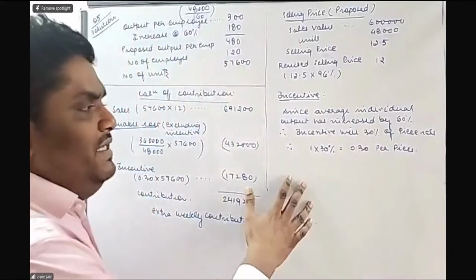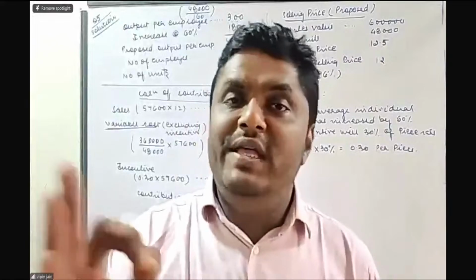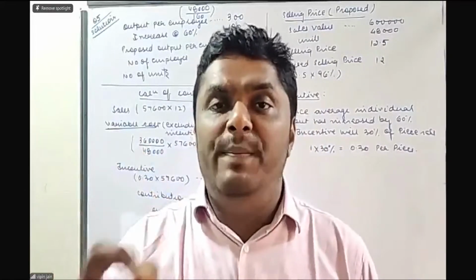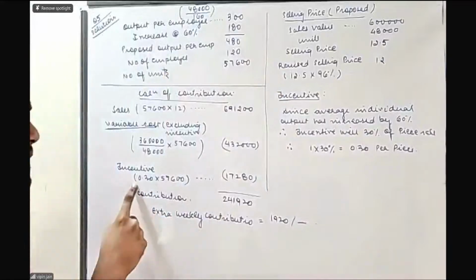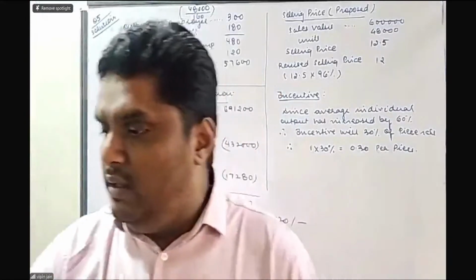Tambeshwari, again, see, the piece rate is rupees 1 per article. Our incentive is how much? 30%. It means 30 paisa per piece will be my incentive. So 30 paisa into 57,600. This is how I got 17,280.